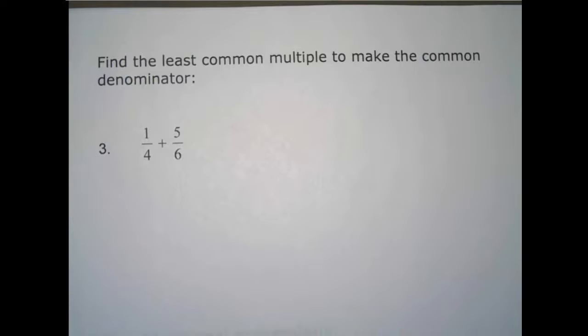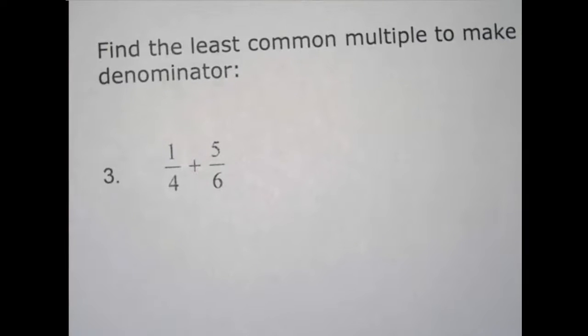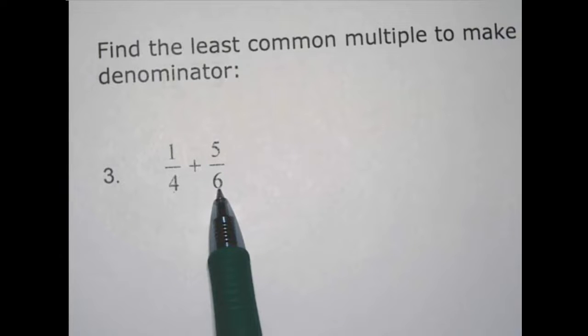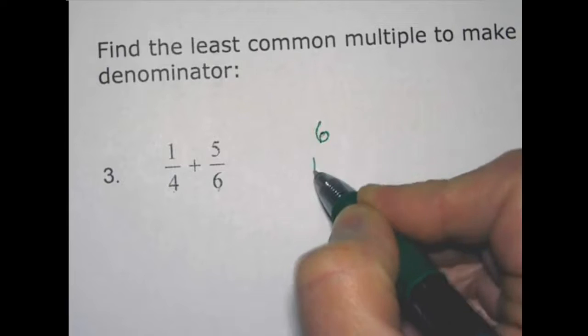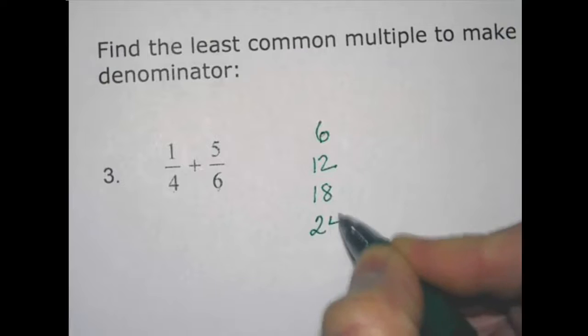You want to try to find the least common denominator. Some of you told me about using a method called the butterfly method to add these together, and that does not give you the least common denominator. So the first thing you want to look at is, does 4 go into 6 evenly? The answer is no. So looking at the multiples of 6: 6 times 1, 6 times 2, 6 times 3, 6 times 4.